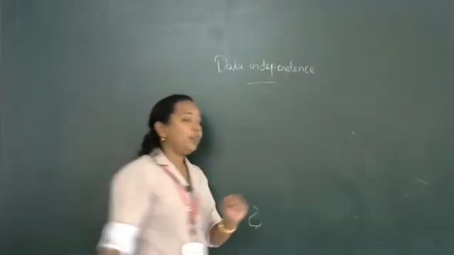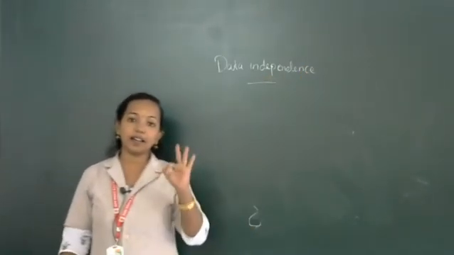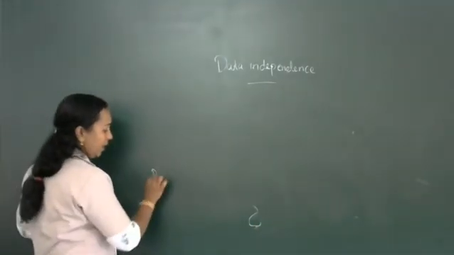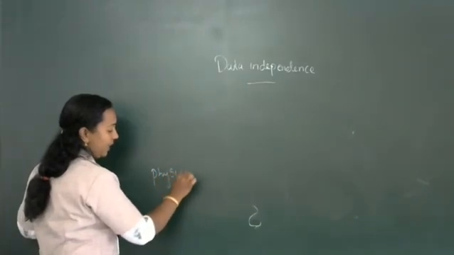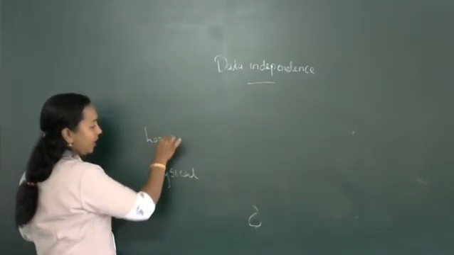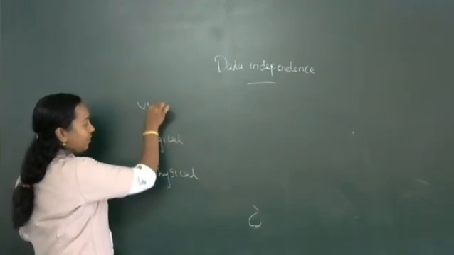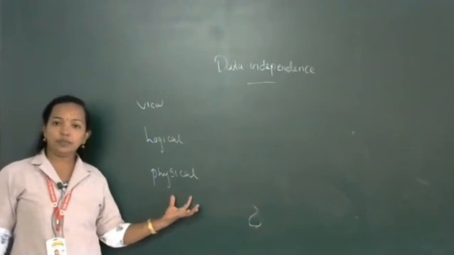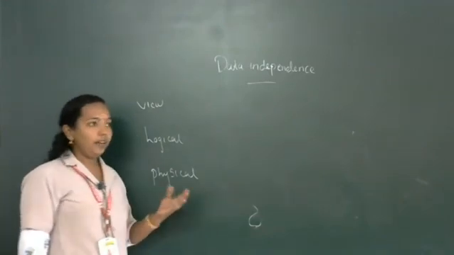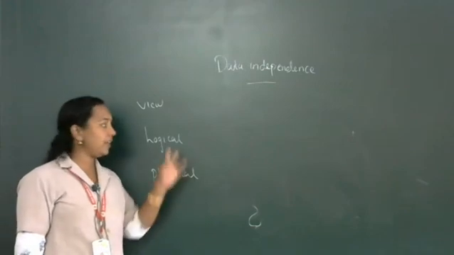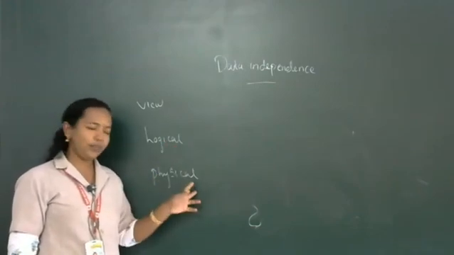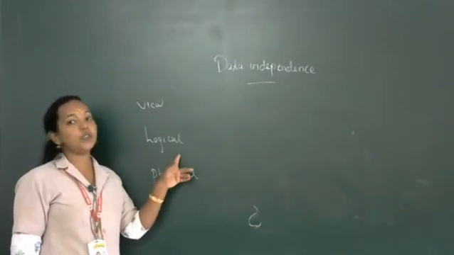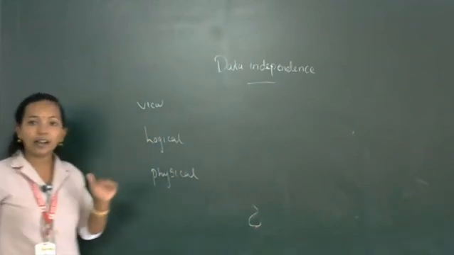Data independence. I already mentioned that in DBMS there are three different levels present: the lowest level is the physical level, then the logical level, and next the view level. Suppose we are changing some of the fields or records in the physical level. Definitely it will affect the logical level, because all these are interconnected.